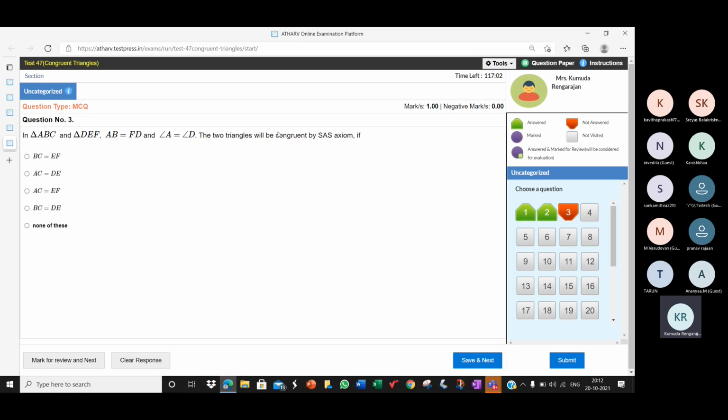Now, if these two triangles have to be congruent by the SAS axiom, what is the other pair of equality you should have? AC equals EF, ma'am. Yes. Is she right, Nivedita? She says AC equals EF.